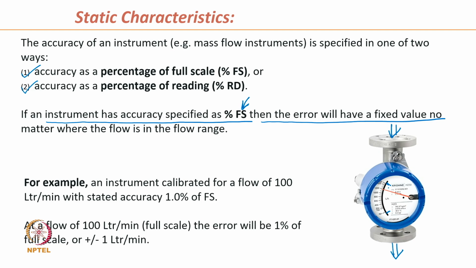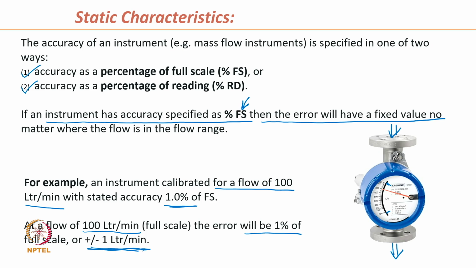If we show the error as a percentage of full scale, then the error will have a fixed value. We calculate this value at a full scale and this error remains fixed no matter how much liquid is flowing into this flow meter. So, for an example, this instrument is calibrated for a flow of 100 liter per minute with a stated accuracy of 1% of full scale. It means when a flow of 100 liter is there through this sensor, the error will be 1%, 1% of 100 liter, which is 1 liter per minute.